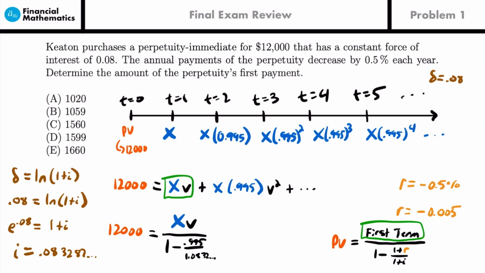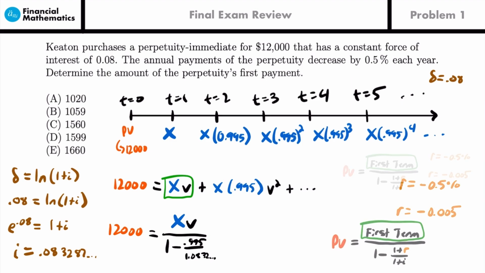We'll have 1.0832 and more decimals. All right, and that is the interest rate that will also be used in this present value factor, okay? Remember that a present value factor is equal to 1 divided by 1 plus the interest rate, so this would be 1 divided by 1.0832, okay? So now everything is set up. All we have to do now is solve for x in this equation.